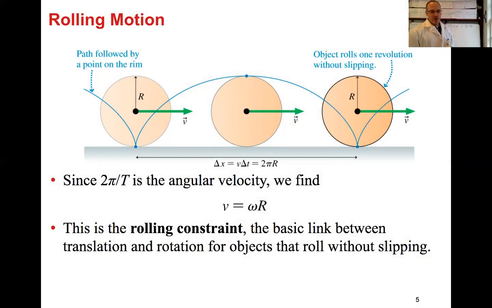So what does that mean for the angular velocity? Well, 2 pi over t is actually equal to angular velocity. So we could also say the velocity of a rolling object is equal to the rotational velocity times r. Rotational velocity or angular velocity is that w in the equation. And again, it has to roll without slipping in order for that to be the case.